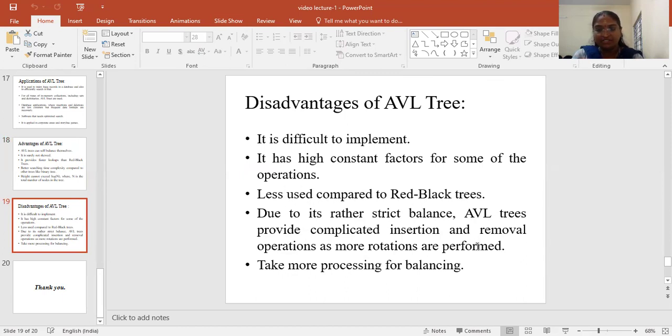Compared to this, the reason red black is better than AVL is that in AVL a number of rotations may take place to balance the height, but in a red black tree you need only two rotations. This is the drawback, and it takes more processing for balancing. This is the information about the AVL tree.